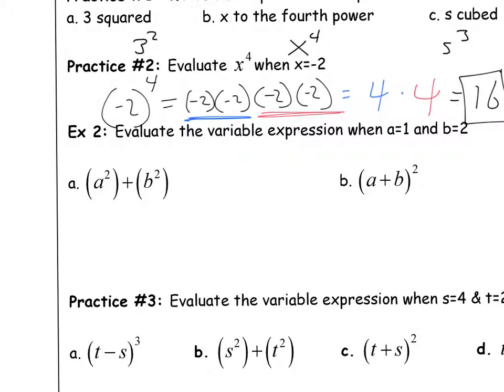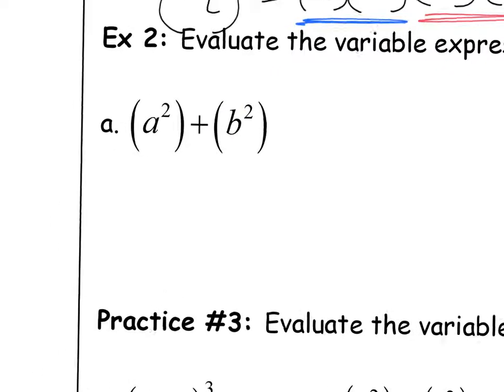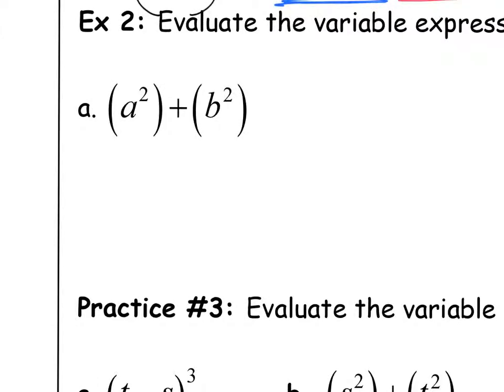Okay, let's practice with this a little bit because where the parentheses are and where the exponent is could change things quite a bit. So they say evaluate the variable expression when a equals 1 and b equals 2. So just dealing with 1 and 2. So let's go ahead and play with that here. This could be written as 1 squared plus 2 squared. 1 squared is 1. 2 squared is 4. So this is just 5.